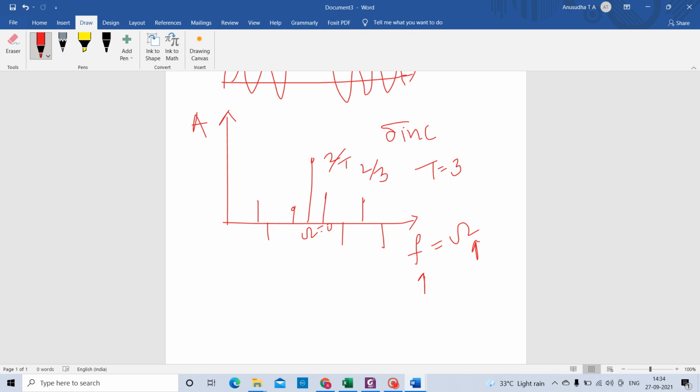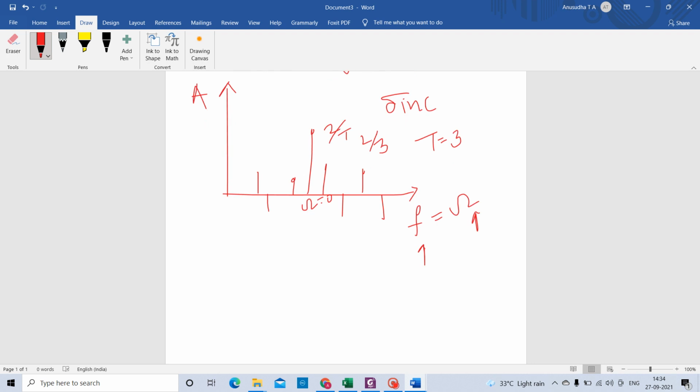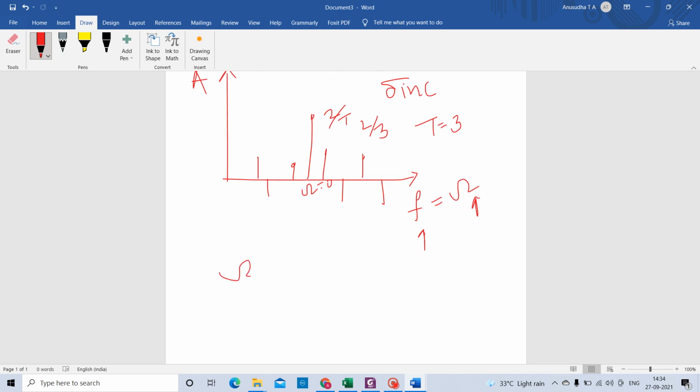Similarly, the fundamental frequency, we know that equation. How do we determine the fundamental frequency? T is the fundamental time period, omega naught is the fundamental frequency. Omega naught is equal to 2 pi by T, right?